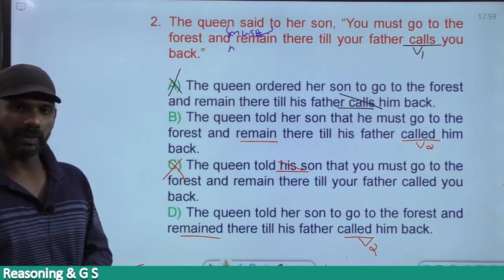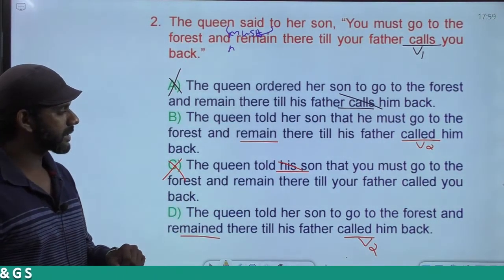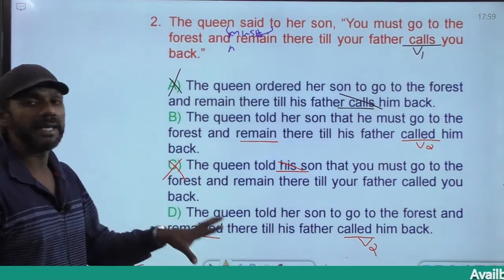Now come to option D once again. The queen told her son to go to the forest and remained there.